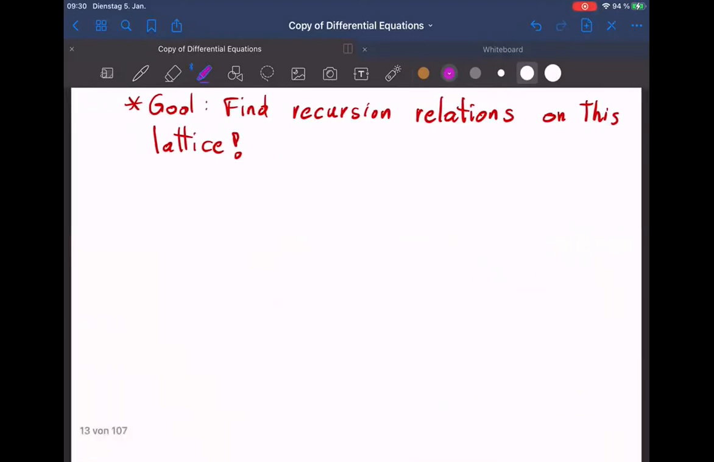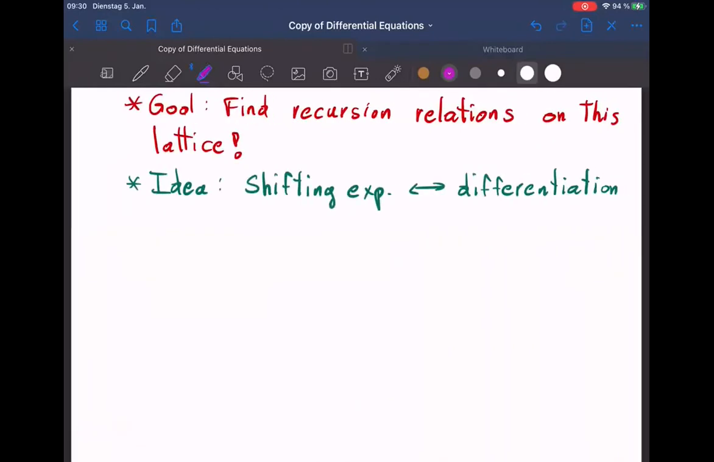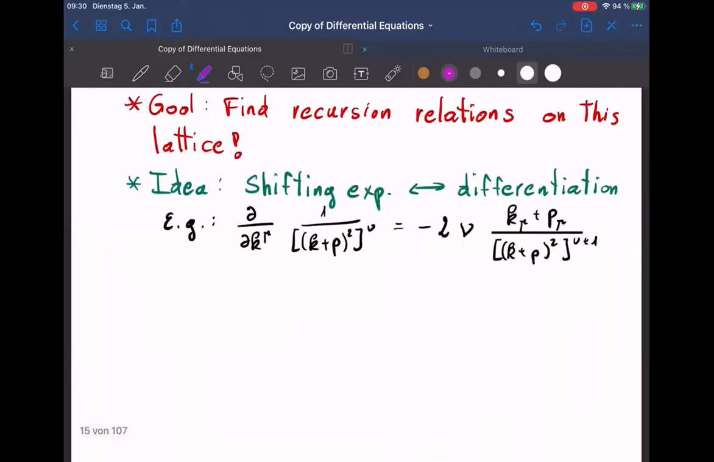How can you find these recursions? The idea is very simple. These recursions would be ways of relating different values for these exponents. But you can easily convince yourself, and we'll actually show it now, that shifting an exponent, if you shift nu_1 to nu_1 plus 1, is essentially, since they're exponents, the same as differentiation. Let's look at an example.